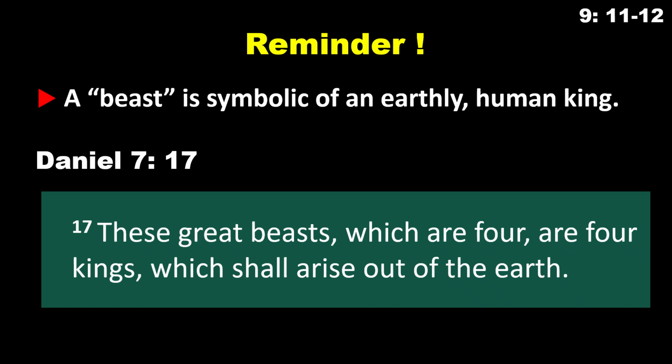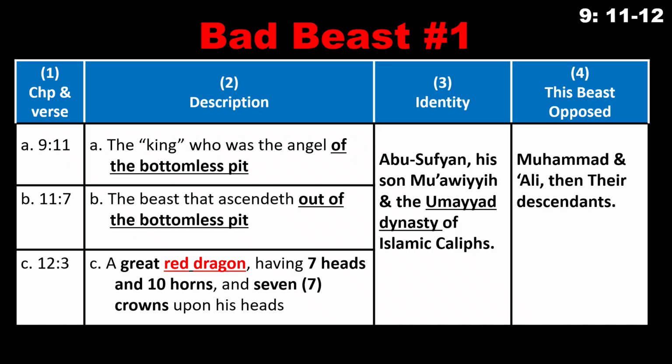A reminder here, a beast is symbolic of an earthly, human king and or his kingdom. That is from the book of Daniel, chapter 7, verse 17, quote, "These great beasts, which are 4 kings which shall arise out of the earth," end quote. This table is about beast number 1, the red dragon. It was the worst of the 3 bad beasts in the sense that it forever crippled the spiritual underpinnings of Islam, and it basically created the other 2 beasts that followed it.